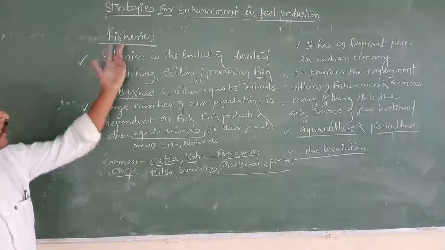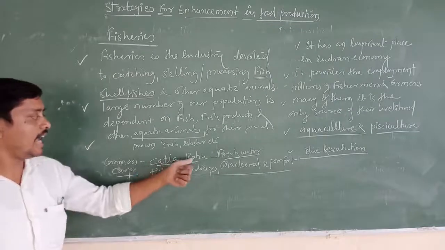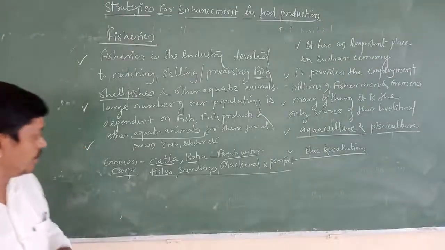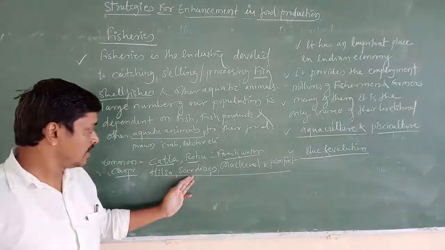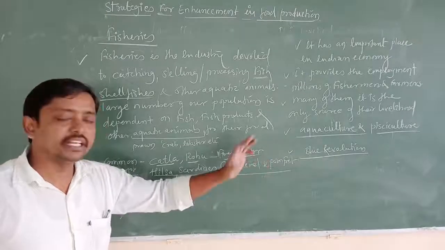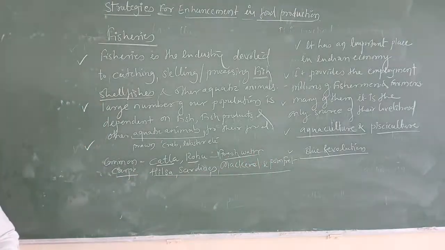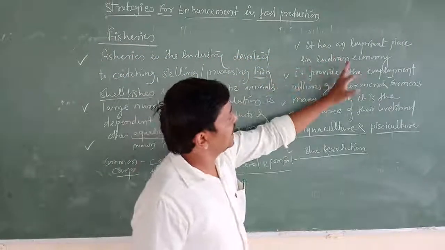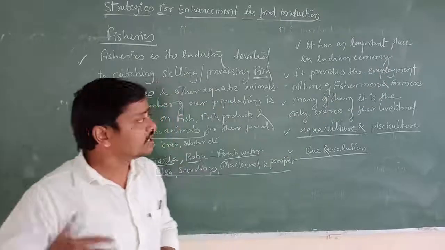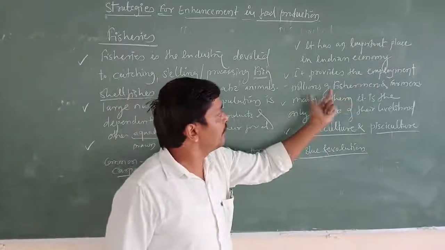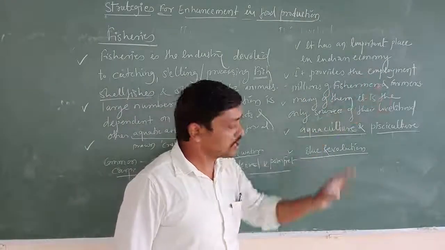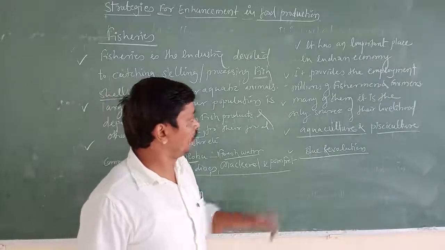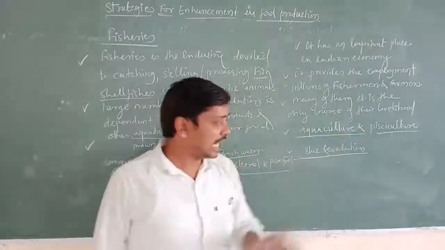Next, the common carps used for fisheries are Katla and Rohu. Those are freshwater fishes. Hilsa, sardines, mackerel and pomfrets are marine water forms. Fisheries have an important place in the Indian economy and provide employment for millions of fishermen and farmers. Some of them have it as the only source of their livelihood.